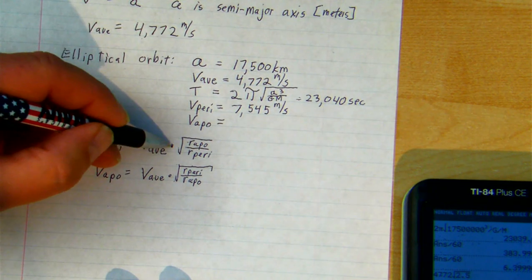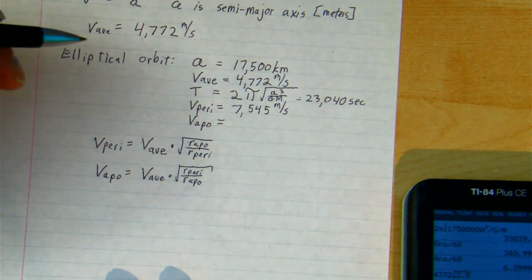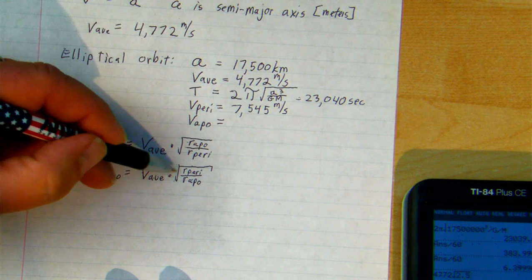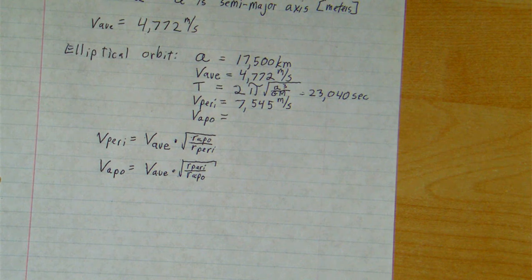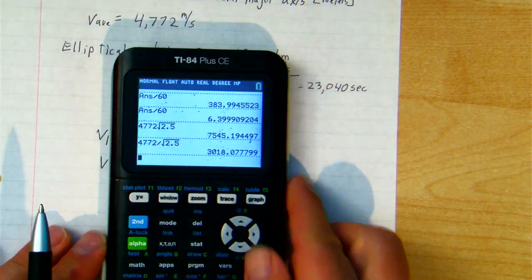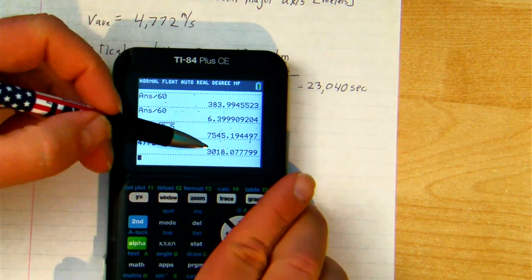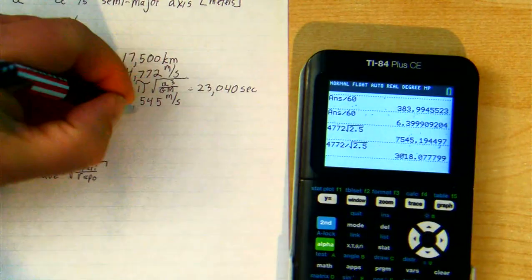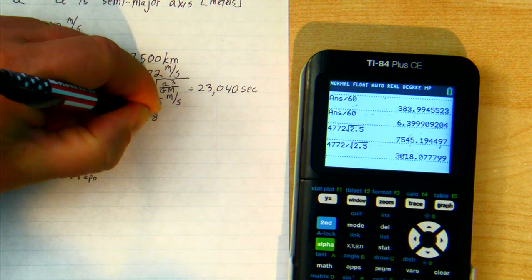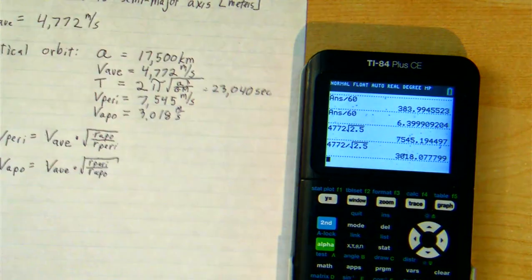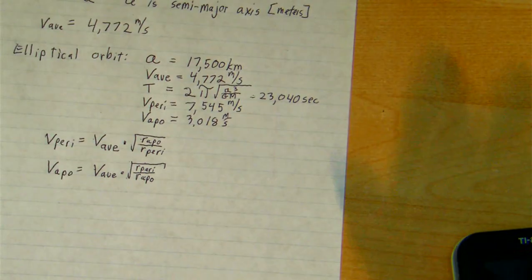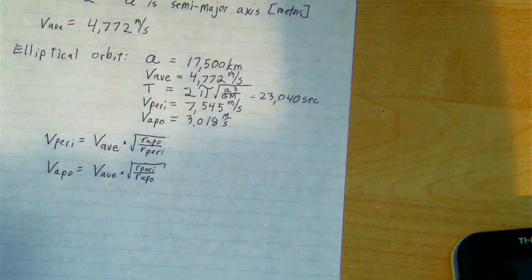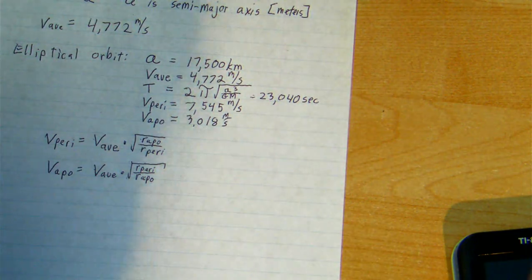So instead of multiplying it by the square root of 2.5, you could say I'm dividing it by the square root of 2.5, and that'll give you the same answer. Calculate, please. Okay, my students and I agree that the answer we get in this situation is 3,018 meters per second. We're now armed with all the information we need to actually do a Hohmann orbit transfer.